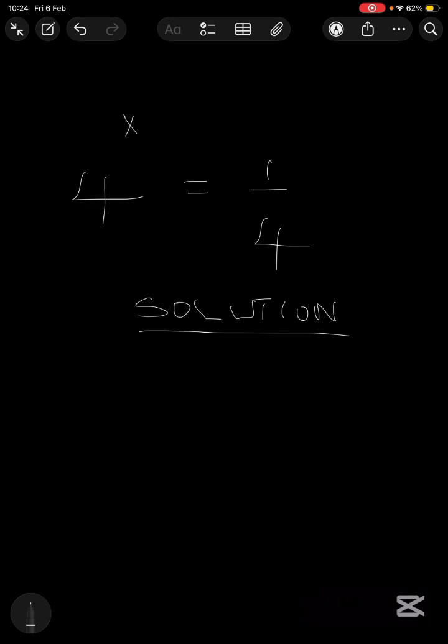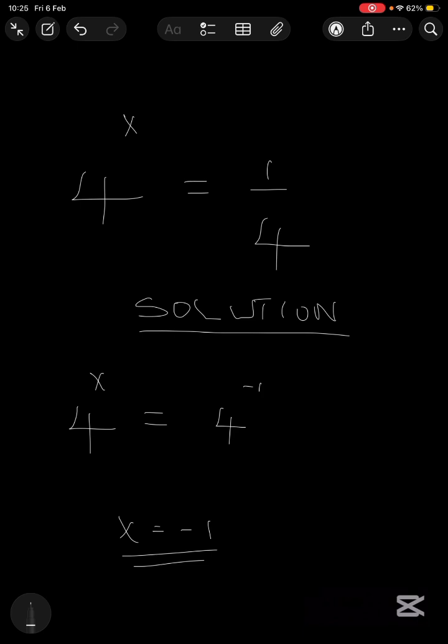Law of indices: power negative means reciprocal. So we can write this question as 4 power x is equals to 4 power negative 1. 4 power negative 1 is the same as 1 over 4. Can you check? Is the base the same? Yes. Now can you find the value of x? x is equals to negative 1.